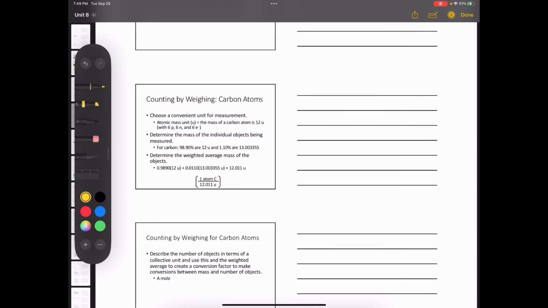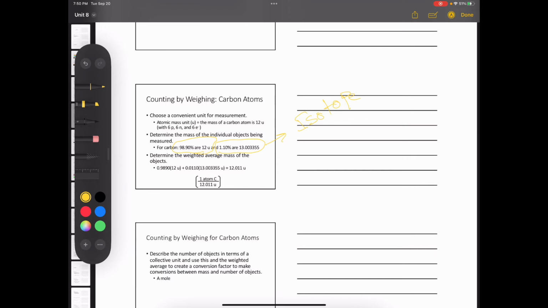To determine the mass of the individual objects being measured for carbon, there is 98.90% of the carbon that has a 12 atomic mass unit. But at the same time, there is 1.1% that has a 13.003355 atomic mass units. And that's what we call an isotope, if you remember when we talked about isotopes back in Unit 2, I believe, or Unit 3.